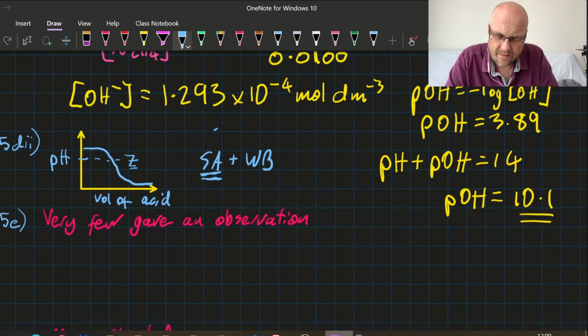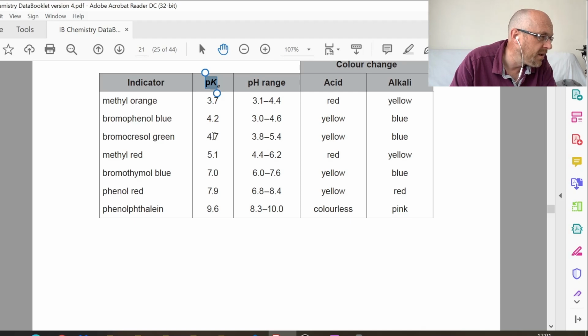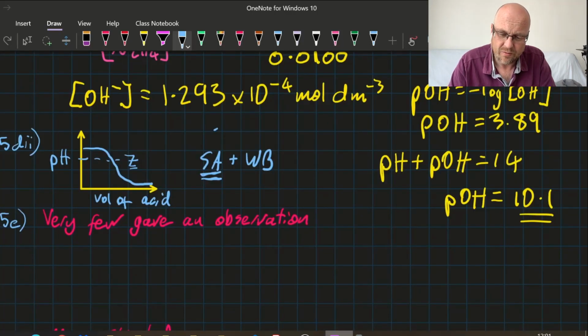So I'm going to want an indicator that changes colour below 7, because it's been shifted down. This shows the pH where they change colour, so below 7. So I'm going to say bromocresol green, bromophenol blue, methyl orange, any of those three. Yeah, I'm feeling smart. Got like 10 right in a row.